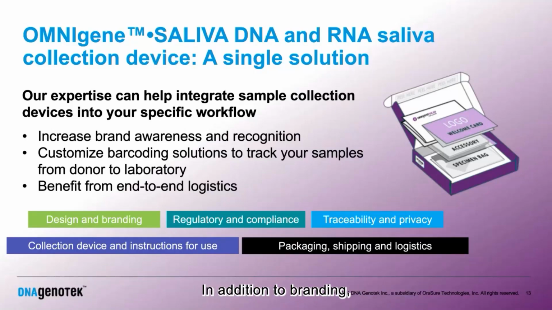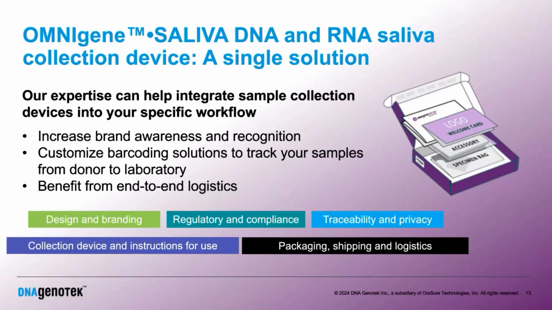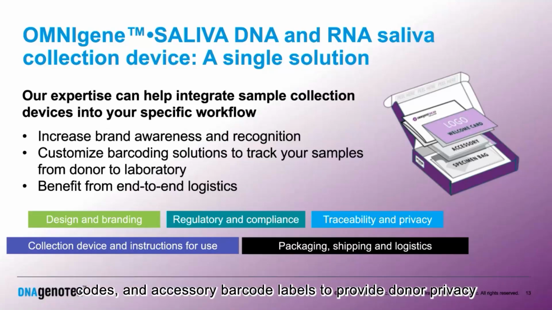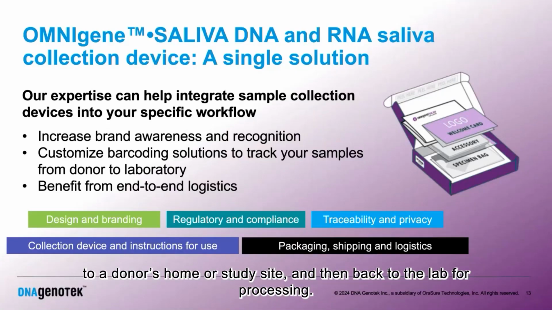In addition to branding, the customization options extend down to the saliva sample itself, with customized barcoding solutions, including 2D barcodes, QR codes, and accessory barcode labels to provide donor privacy while enabling traceability of the sample throughout the entire chain of custody, from shipment to a donor's home or study site and then back to the lab for processing.